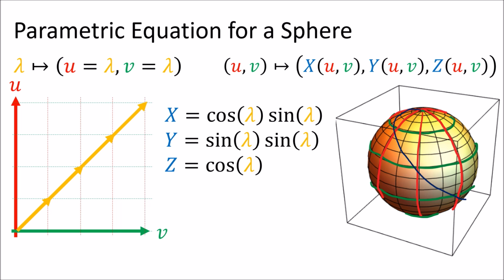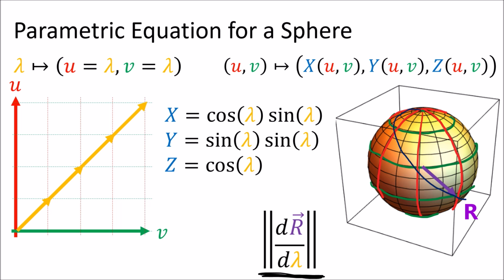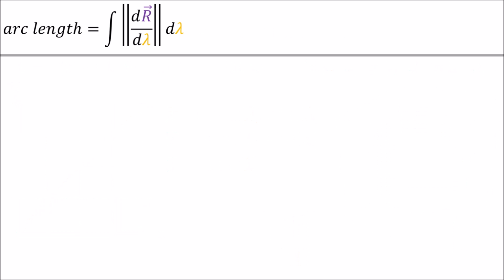And remember, if we want to get the length of this curve, the key to getting the lengths of curves is to use the magnitude of the tangent vector dr by d lambda, where r is just the position vector of a point on the curve in xyz space. So to get the arc length, we need to compute the magnitude of this tangent vector dr by d lambda, and we can get the squared magnitude by taking the dot product of the tangent vector with itself.